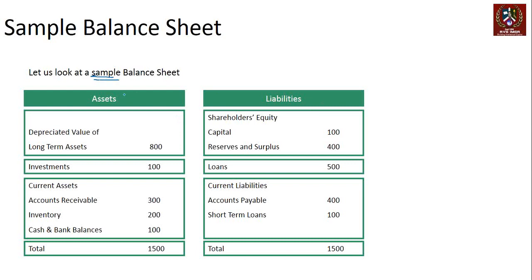So that's a sample balance sheet which has the assets of a company and liabilities of a company given. Total assets are at 1500. Total liabilities obviously will be equal at 1500. The company has total equity of 500, long-term debt of 500, accounts payable of 400, and short-term loans of 100. The company has long-term assets at 800, investments at 100, accounts receivable, inventory, and cash and bank balances add up to 600, giving a total value of 1500 on the asset side.